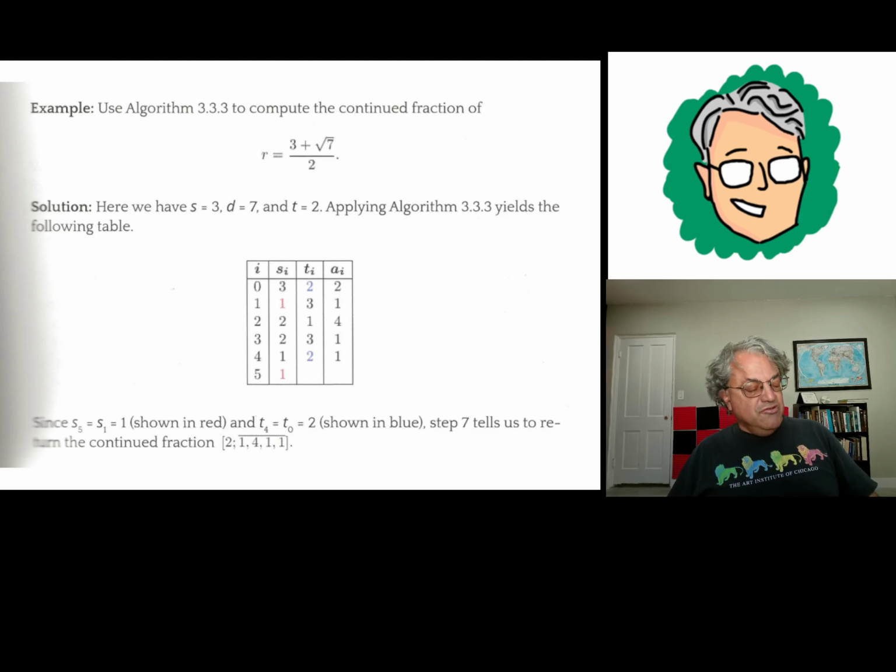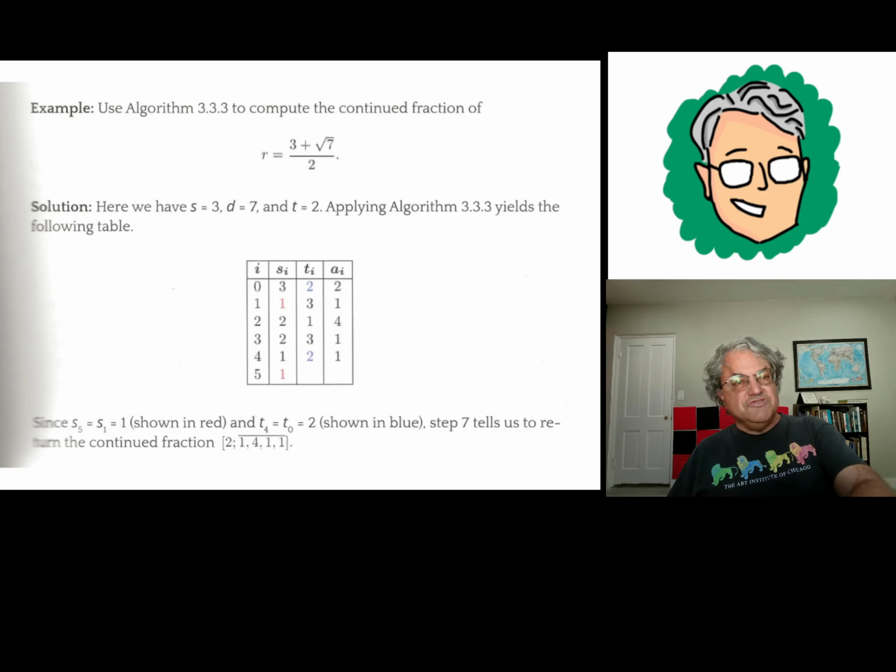So that means our result is going to be 2 semicolon and then the sequence 1 4 1 1 repeating. So we put a line above 1 4 1 1. In other words, it's going to look like 2 semicolon 1 4 1 1 1 4 1 1 1 4 1 1 and so on. That's what the continued fraction for 3 plus square root of 7 over 2 looks like. A lot more complicated than for square root of 2, but it does repeat, and that's what it is.